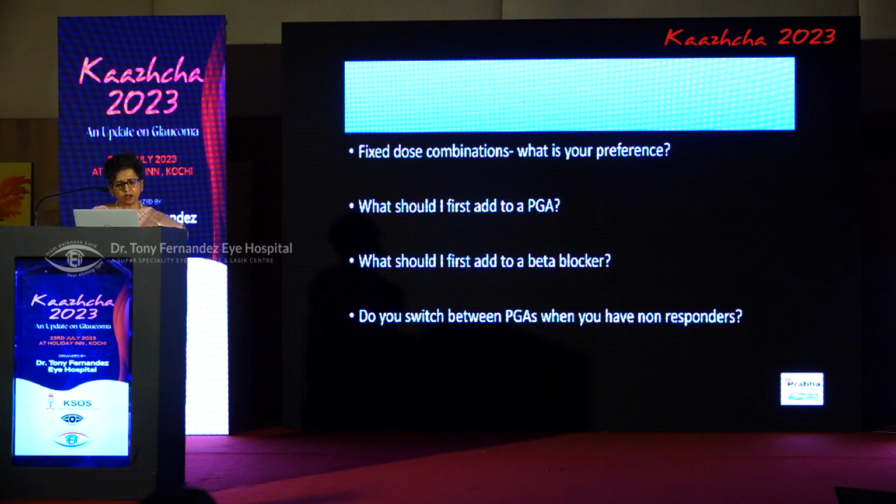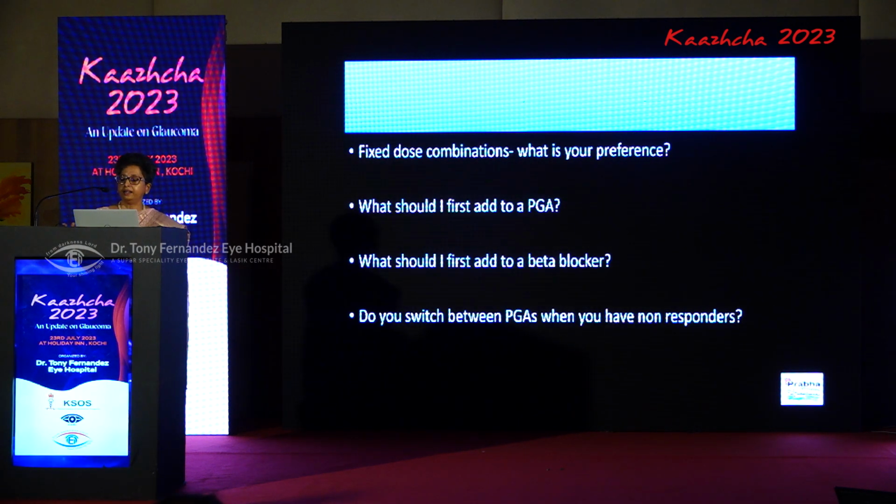So, do you switch between prostaglandin analogs? Yes, we can switch between prostaglandin analogs. Say you started the patient on latanoprost, and the patient's IOP is not coming down. Sometimes there are latanoprost non-responders who respond to either travoprost or bimatoprost. So yes, you can switch within the class only. And sometimes you have the target as 14, you have come down to 15 or 16, you want that extra millimeter, bimatoprost switching can definitely help, that is 0.03%.